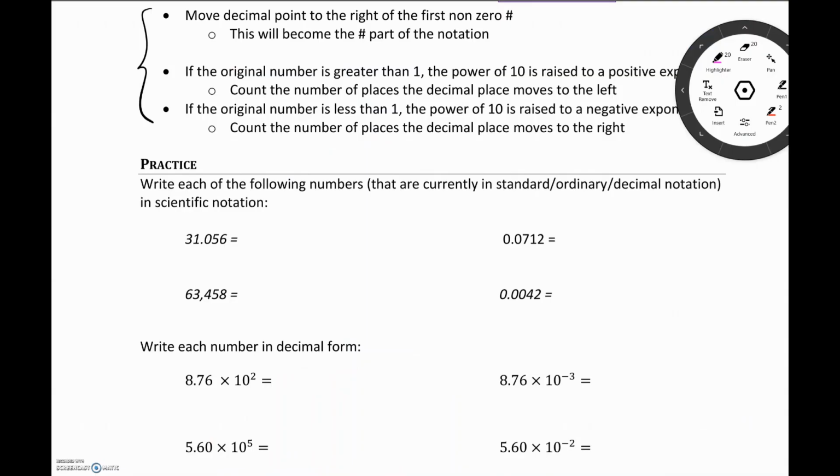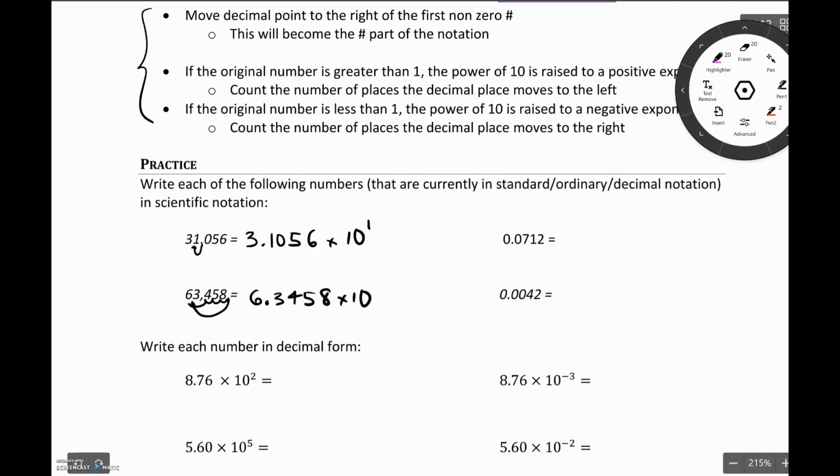So now let's do a few examples here. We have 31.056, which we're going to write in scientific notation. We move the decimal point there. It becomes 3.1056 times 10. Now it's a large number, so we move it one place, so it becomes 10 to the exponent 1. Likewise, for this number, the decimal point is here. We want it to go there, so we are moving 1, 2, 3, 4 places, so it becomes 6.3458 times 10 to the 4th. Now we have 0.0712. We want the decimal point to be there, so it becomes 7.12 times 10.